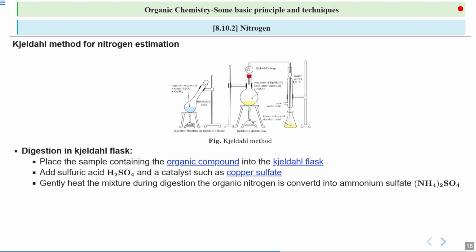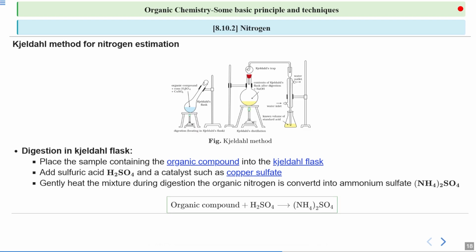Now we gently start heating the mixture. During this digestion process, the organic nitrogen in the sample is converted into ammonium sulfate, whose formula is (NH4)2SO4. This transformation is crucial because it changes nitrogen into a form that can be easily measured in later steps. Here is the reaction that shows this transformation: organic compound plus H2SO4 giving us (NH4)2SO4.